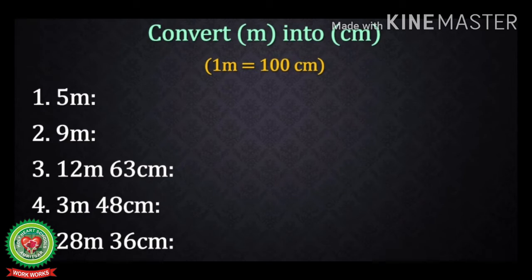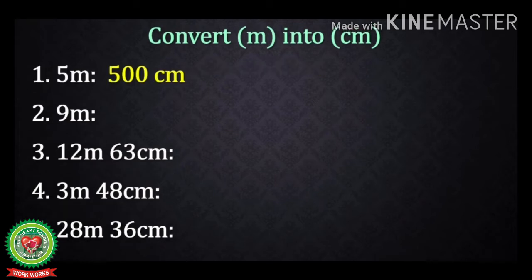Now we will understand how to convert meters into centimeters. Children, remember 1 meter is equal to 100 centimeters. That is, we will add 2 zeros now. Now our first sum is 5 meters. So what will be the answer? 500. We have added 2 zeros with the number. 1 meter is 100 centimeters. So 5 meters is equal to 500 centimeters.